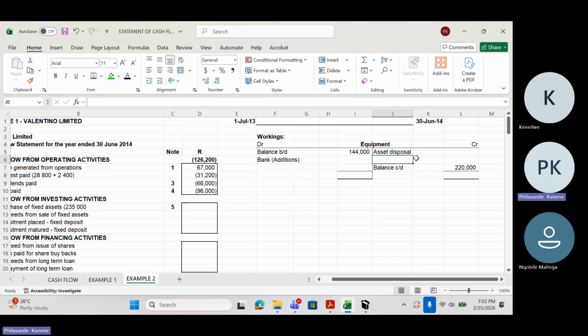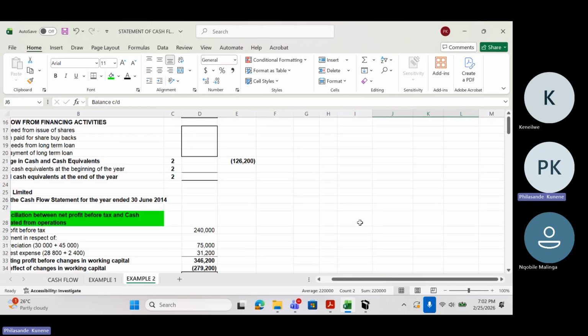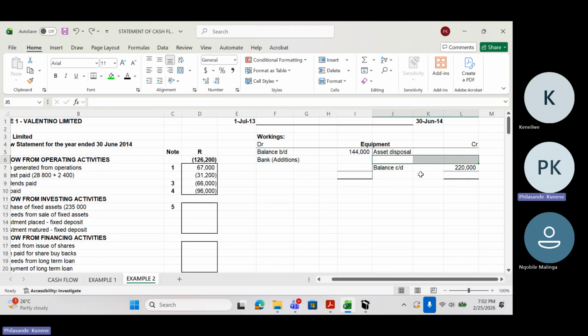Then now we need to check what is going to happen here. Sorry, this one is going to ruin my things. Okay, let me do this here.